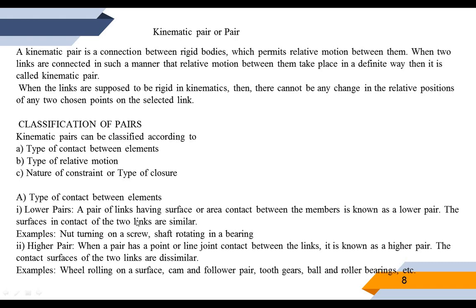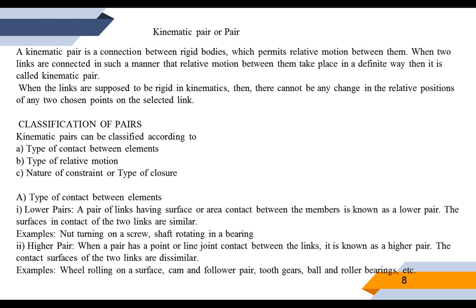A lower pair is a pair of links having surface or area contact between the members. The surfaces in contact of the two links are also similar here. For example, a nut turning on a screw has surface contact, and the surfaces which come in contact are similar. That's why it is a lower pair. A shaft rotating in a bearing is also an example of a lower pair, because the shaft surface and bearing surface come in contact, and they are similar surfaces.